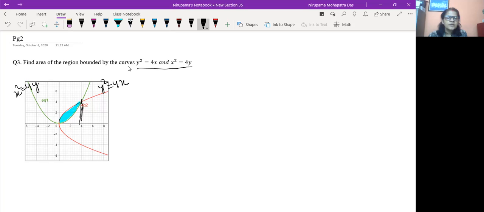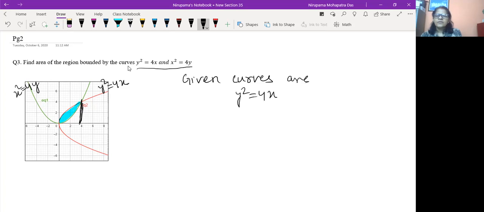Okay, so this is the vertical line, because we need a boundary wall for getting limits of integration. Now you can clearly see, first to start with, the given curves are y square equal to 4x, and x square equal to 4y.